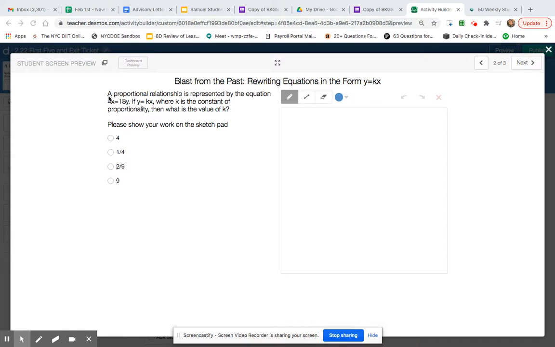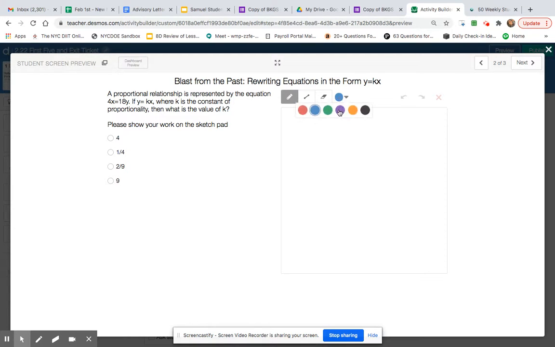Okay, everyone. So the question says a proportional relationship is represented by the equation 4x equals 18y. If y equals kx, where k is the constant of proportionality, then what is the value of k? Please show your work on the sketch pad. Okay, so here are our four options, and we need to choose which value represents k, our constant of proportionality.